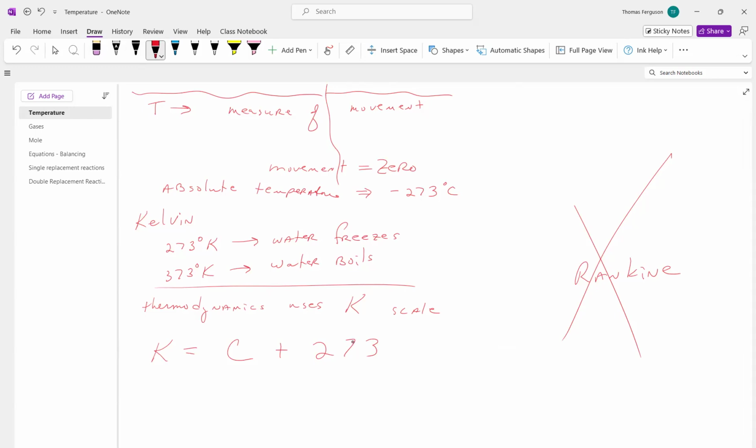Now, tomorrow we're going to be working with gases. The relationship for gases is a Kelvin relationship. So whenever we do conversions like pressure, volume, temperature, the temperature part is going to be in K. So if the problem states it in Celsius, you need to convert to K. Okay.